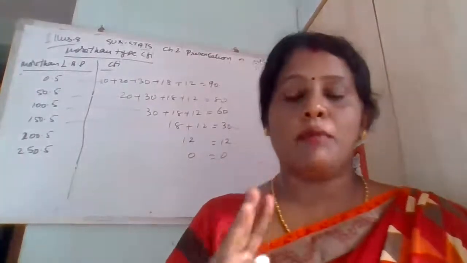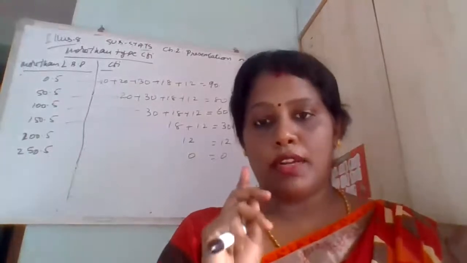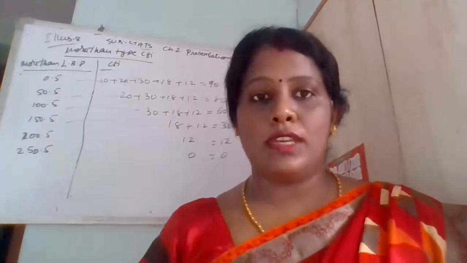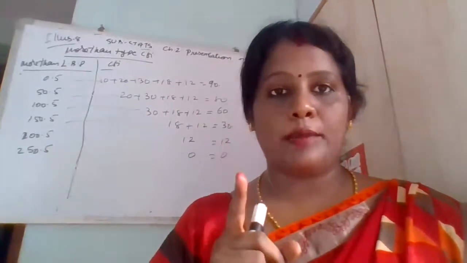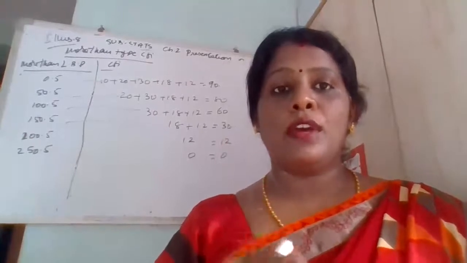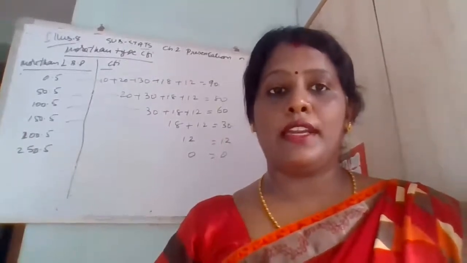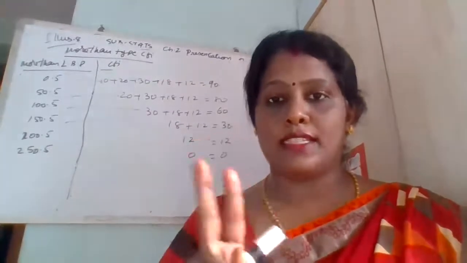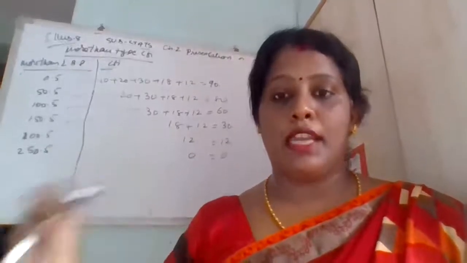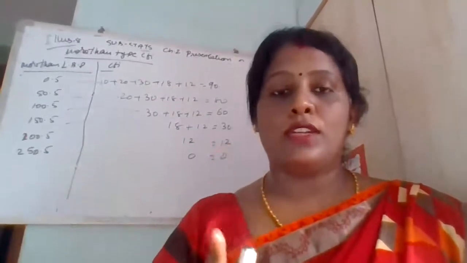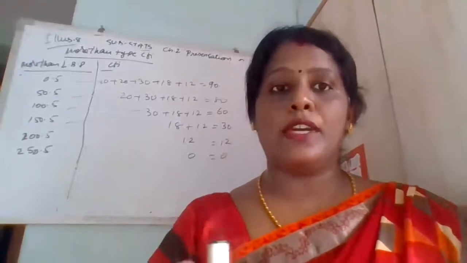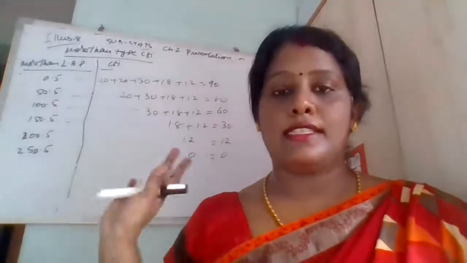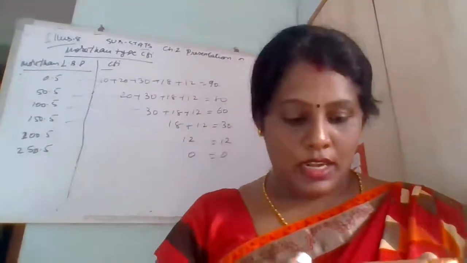So in illustration number 8, your important point is our class type was inclusive, so we have to convert it into exclusive. And after converting into exclusive, only then can you find the less than type and more than type cumulative frequency. That is the important thing in illustration number 8. First, you have to convert your inclusive class into exclusive class. And if the class is exclusive, then there is no need of converting. We can directly find less than type and more than type CF. Right? Now, next.